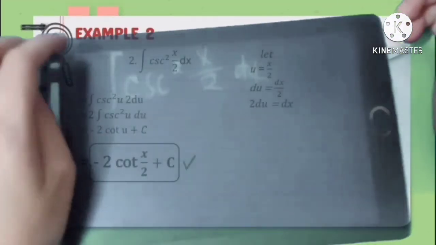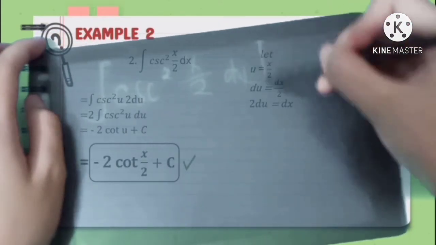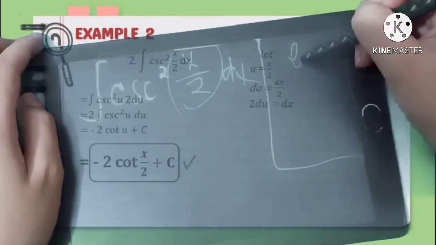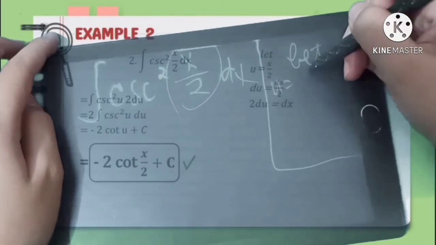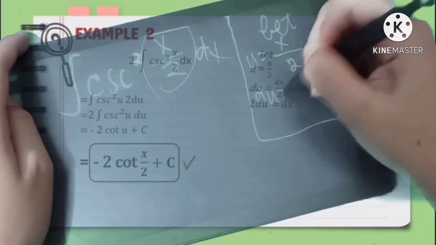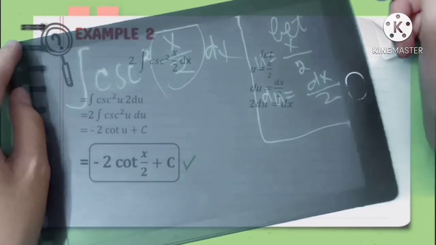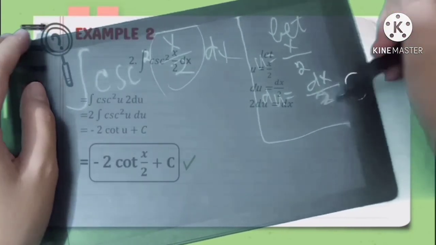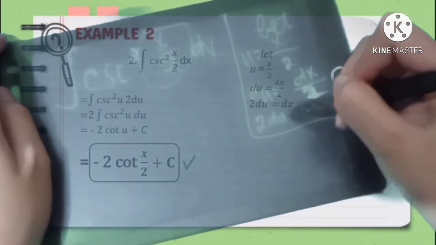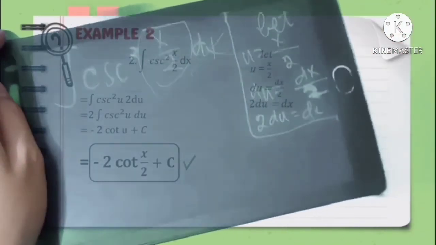So, for our last example, let's look for our u. Can this be our u? Yes, we can make this u. So, let u is equal to x over 2. So, du is equal to dx over 2. This 2, since it is not needed to cancel, we transpose it: 2 du is equal to dx. So, we can now substitute. Cancel. It becomes du.